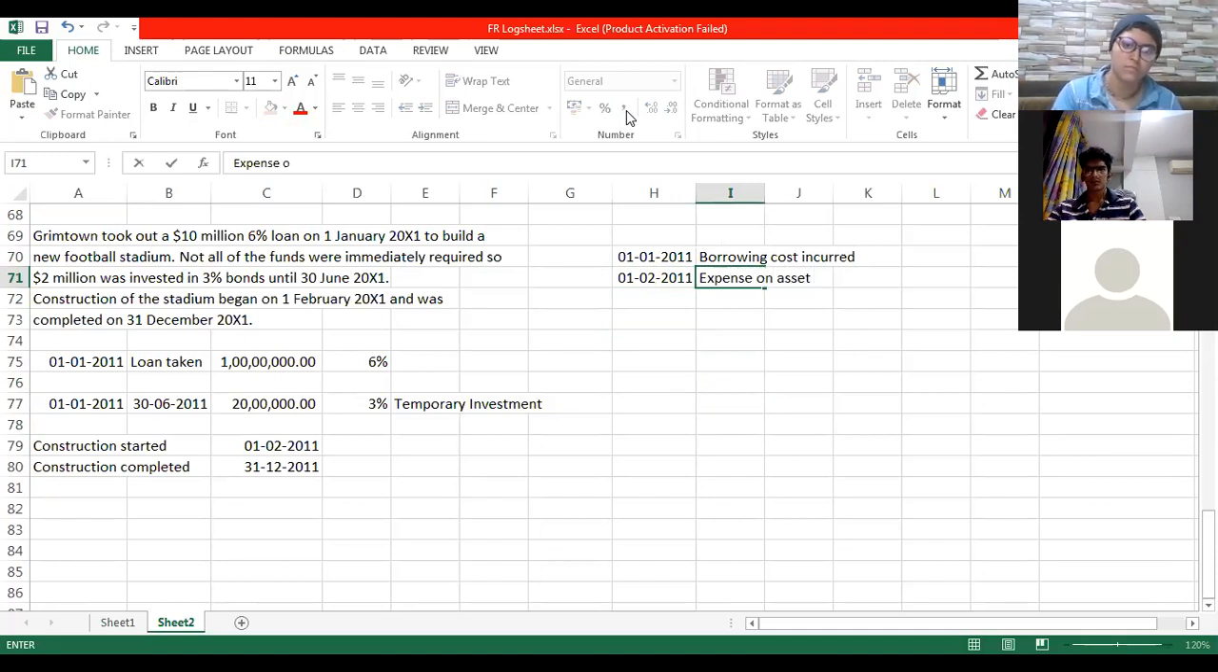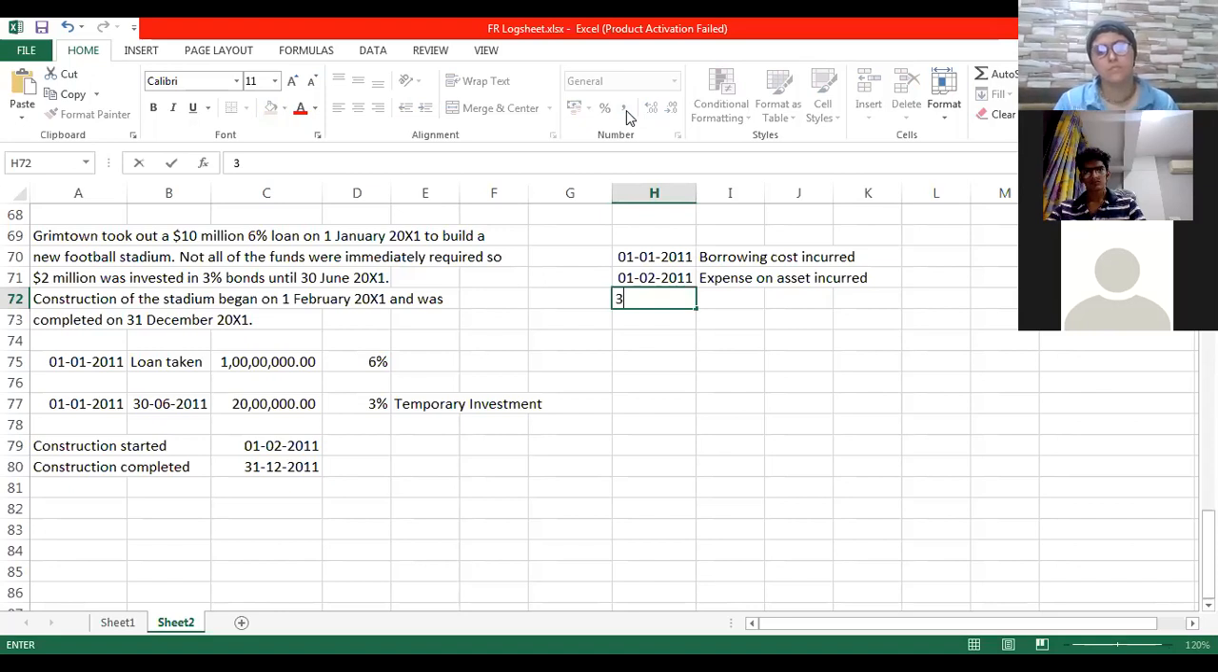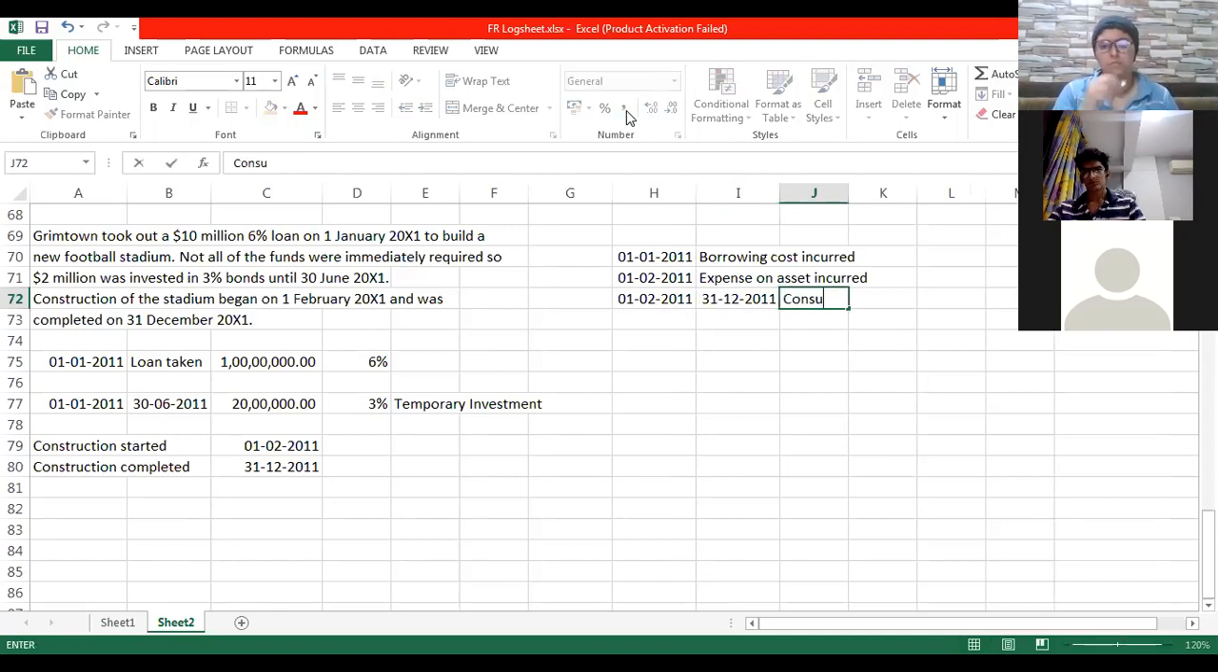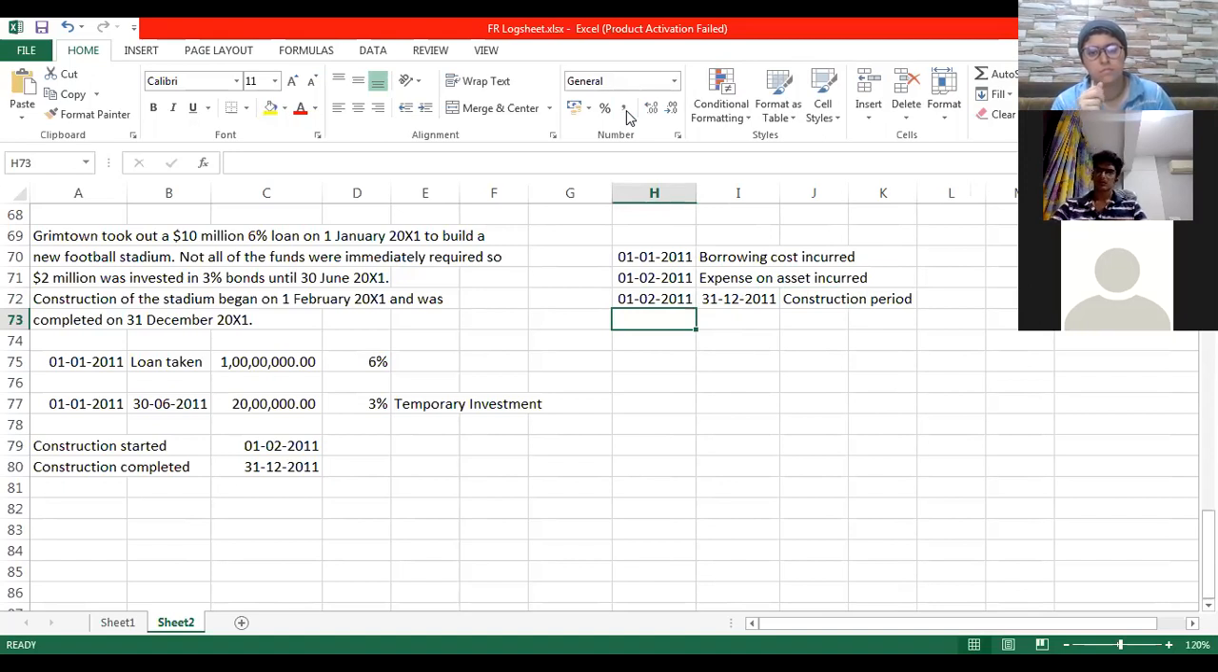So this is being incurred from 1st of February. And the last is 31st December. So from 1st February 2011 to 31st December 2011, we can say, is the construction period, in which construction was in progress. So to capitalize, we need to see all three conditions together. That is, borrowing cost should have been incurred, expense on asset must be incurred, and the construction activity must be in progress. That means we can capitalize starting from 1st of February to 31st December only.